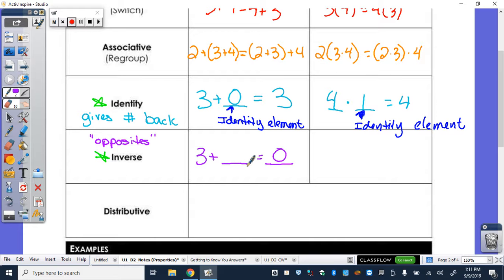So if I'm doing my 3, I want 0 to be the answer. So what would I add to 3 to make it a 0? Negative 3. So 3 and negative 3 are inverses, because when you add them together, you get 0, which is the addition identity element.